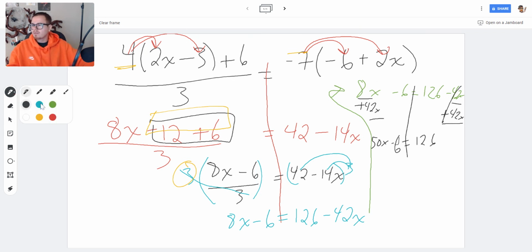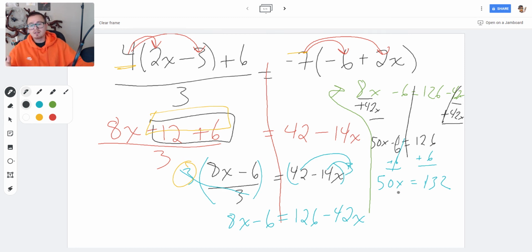All right. From that point on, this is a two-step. We can all hit that two-step. We add 6 on both sides. This is going to have an ugly answer, but that's okay. And you get 50x equals 132.